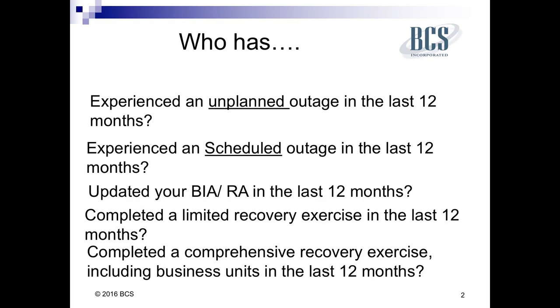Okay, the second poll that we're going to be able to take a look at, and I know I'm pushing you a little bit on time, will be: have you experienced an unplanned outage in the last 12 months, or in the last year? Second one, have you had a scheduled outage, planned downtime for maintenance, upgrade, enhancements to your systems? And the third is, have you updated your business impact assessment or analysis or your risk assessment in that same period of time, let's say the last 12 months?